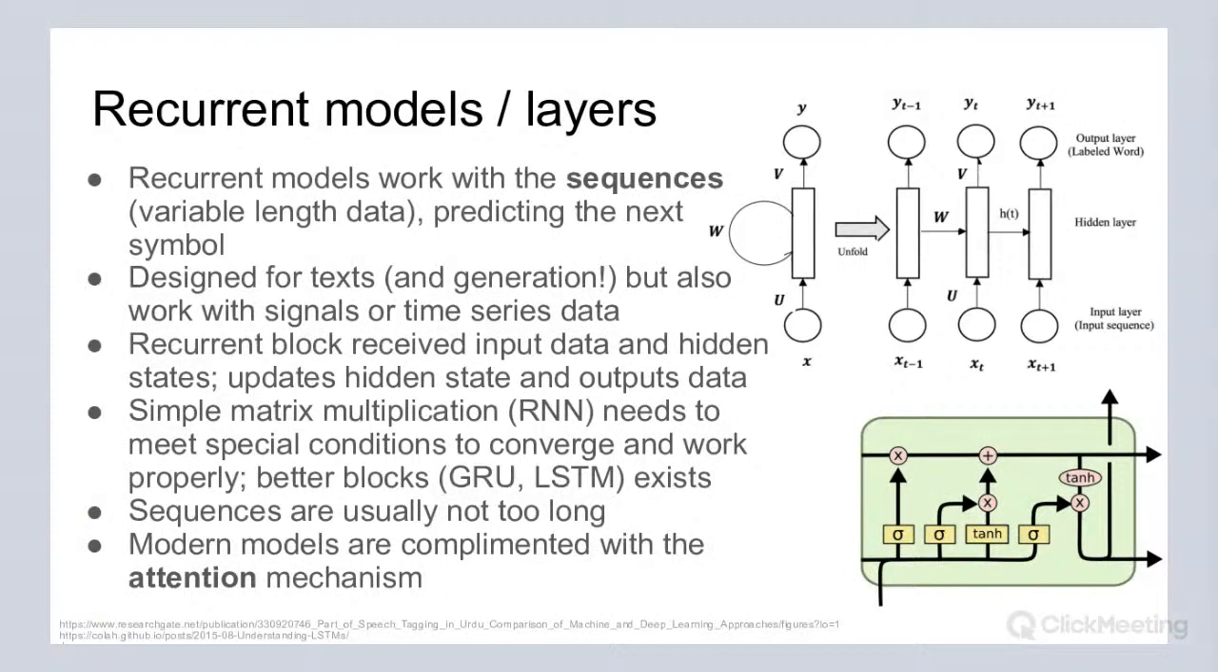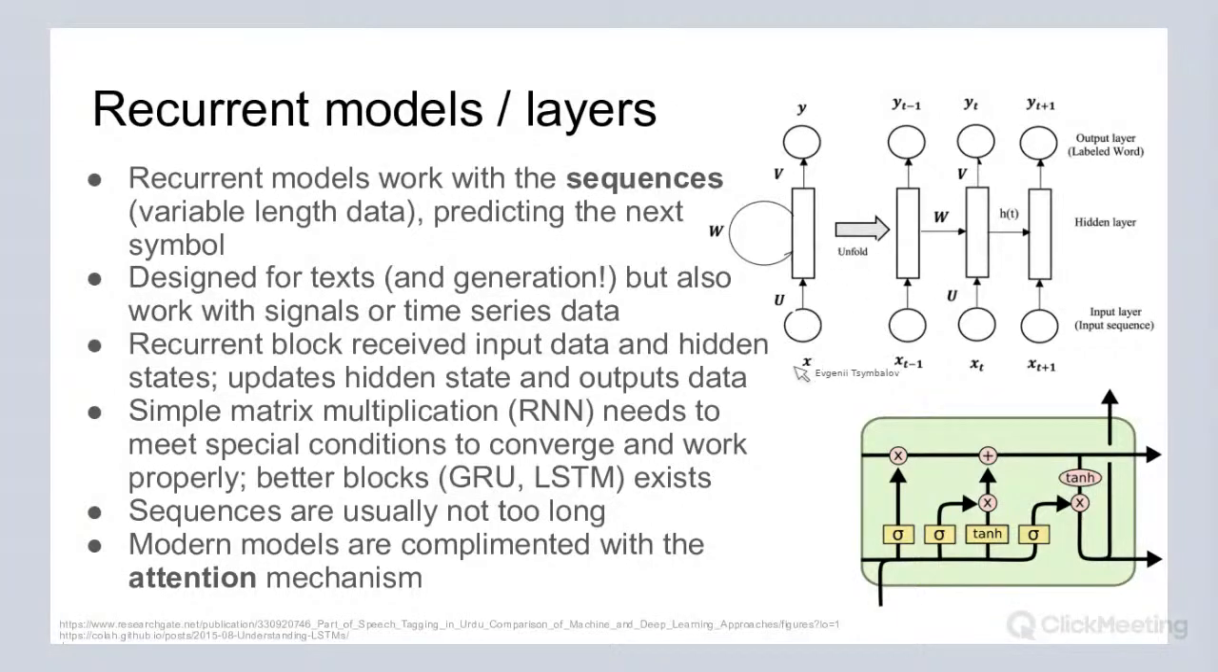But the thing is that you can just process them one by one, but you will need to use a special type of layer, which is called a recurrent layer, a recurrent unit. So in the most basic implementation, it's just called a recurrent neural network, and you have the same matrix, which multiplies by this vector and the hidden state, and you do this again and again.